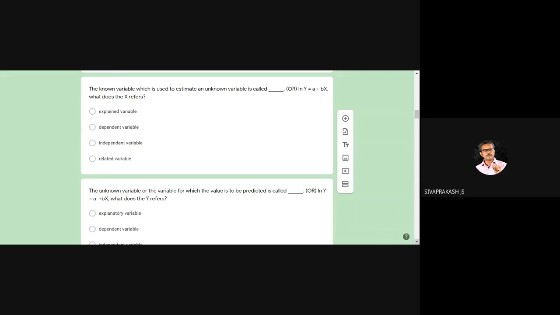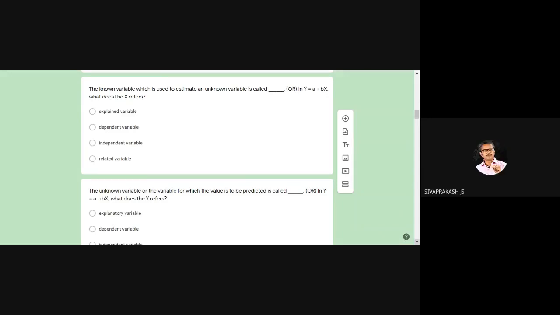Rendu dhaan. Explained related la varadhukku chance illa. Nama idu regression line laye paathom, which is dependent and which one is independent variable. Idhula vandu known variable, the known variable which is used to estimate an unknown variable. So here x refers to, is that dependent or independent? Independent. Dependent variable. X refers to dependent variable. அப்போ y என்ன சார் வரும்? Y independent variable. Okay.